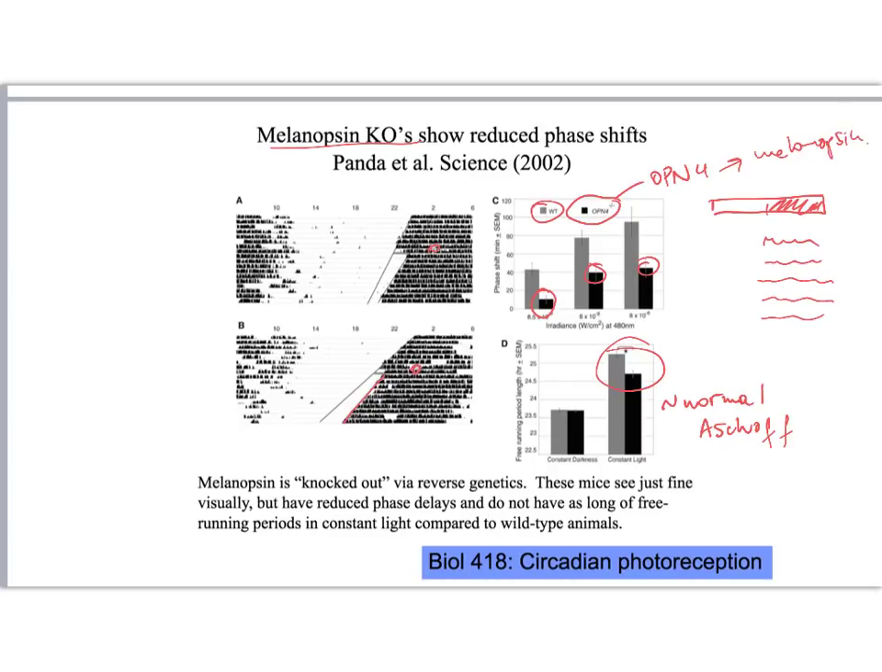Okay? So far what we have is that although melanopsin is expressed in these 2% of the ganglion cells, when you knock out the gene, the animals can still entrain. They don't do it as well as an intact animal, so that was kind of disappointing.